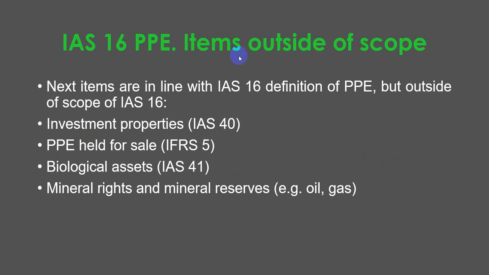So, items outside of scope. Next items are in line with the IAS 16 definition of PPE, but outside of the scope of IAS 16: investment properties (IAS 40), property, plant and equipment held for sale (IFRS 5), biological assets (IAS 41), and mineral rights and mineral reserves, for example oil or gas.